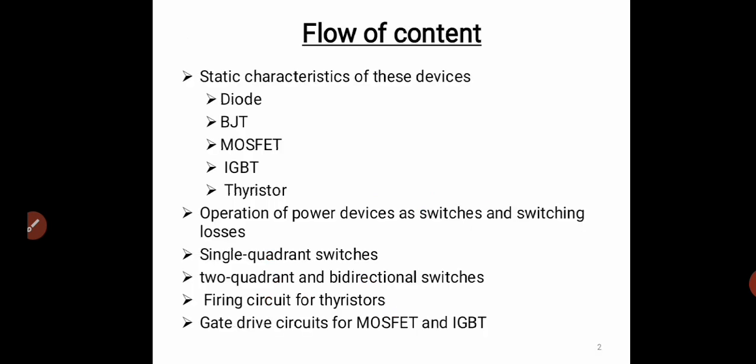These are the flow of contents. In the previous lecture we completed the first two devices, diode and BJT, and now we will continue with the MOSFET.